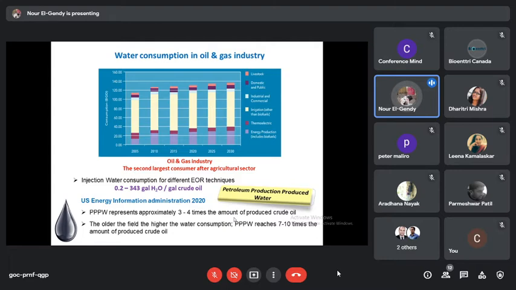For example, injection water consumption for different enhanced oil recovery techniques produces approximately 0.2 to 343 gallons of water per gallon of crude oil, which is called petroleum production produced water. The U.S. Energy Information Administration published in 2020 that petroleum production produced water represents approximately 3 to 4 times the amount of the produced crude oil. The older the oil field, the higher the water production. It reached approximately 7 to 10 times the amount of the produced crude oil.